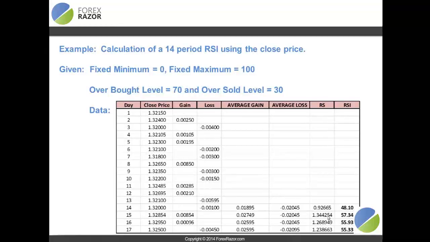Please note that by considering days 2 to 15, the total time period still remains the same, which is 14 days. Therefore, the denominator in the calculation of average gain or average loss remains constant as 14.